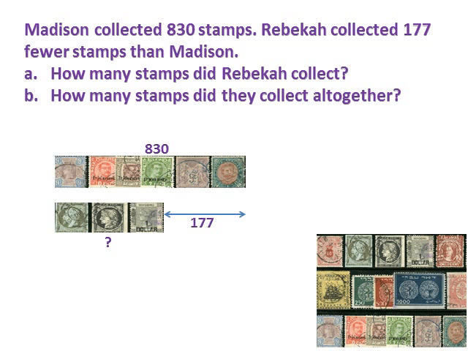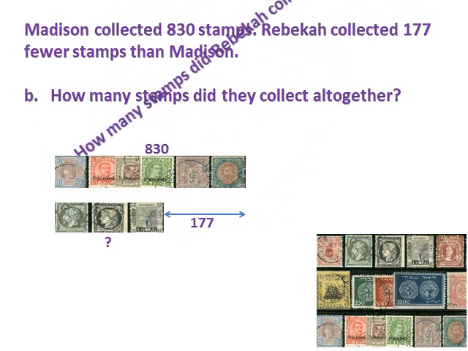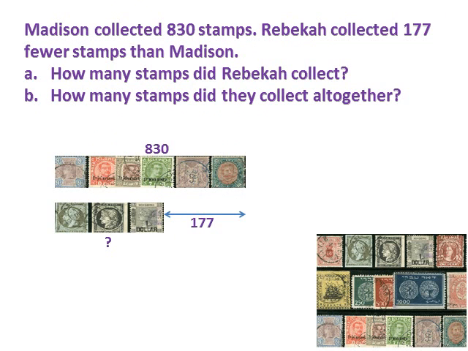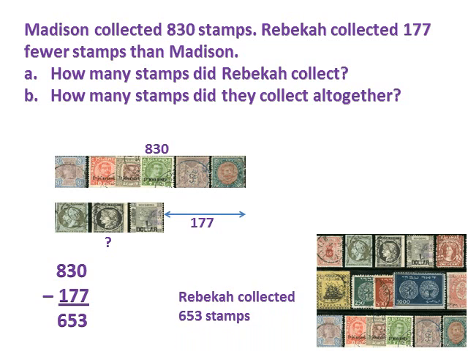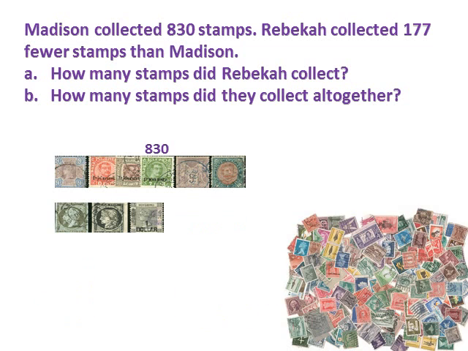So how do we solve for the question mark? The question is how many stamps did Rebecca collect? Basically you just do subtraction for that: 830 minus 177 is equal to 653. And the last part of the solution is you write the statement. Alright, so let's go to the second problem. Oh, let's go back.